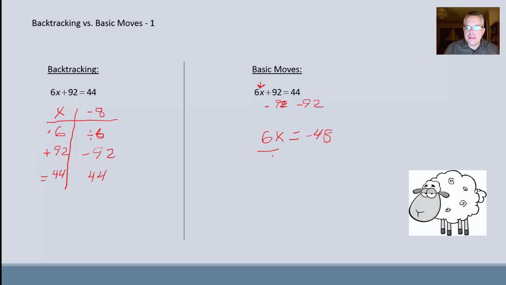Now, divide by 6. x equals negative 8. There's really 2 steps. I had to subtract 92, divide by 6. That's why these are called 2-step equations. All right, next.